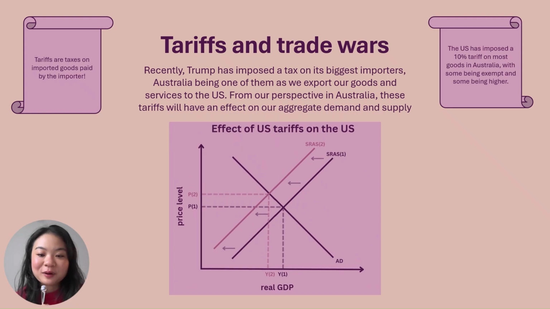versus the effect that it will have on the US, which in short-term aggregate supply will shift to the left as production for firms in the US will become more expensive as the commodities they may import to use in factors of production will increase due to the tariffs that consumers and businesses in the US will have to pay.